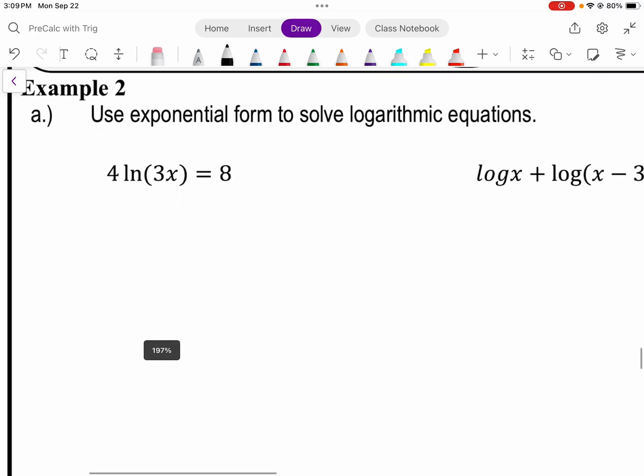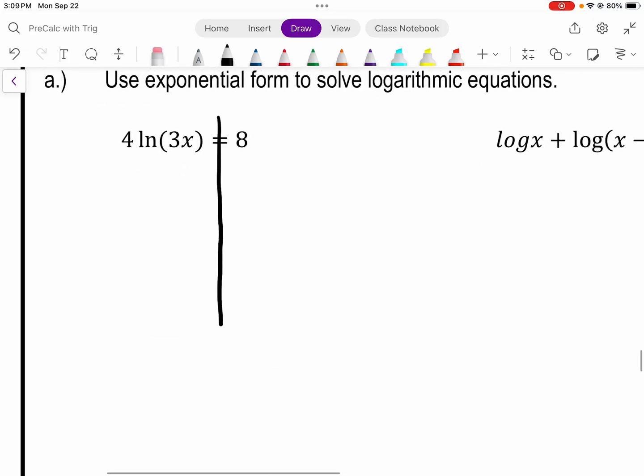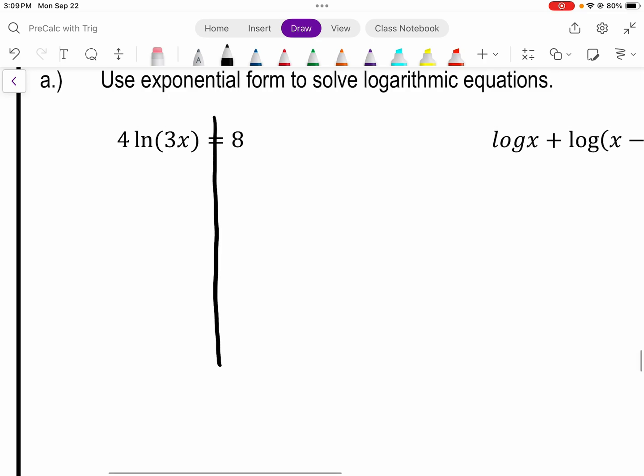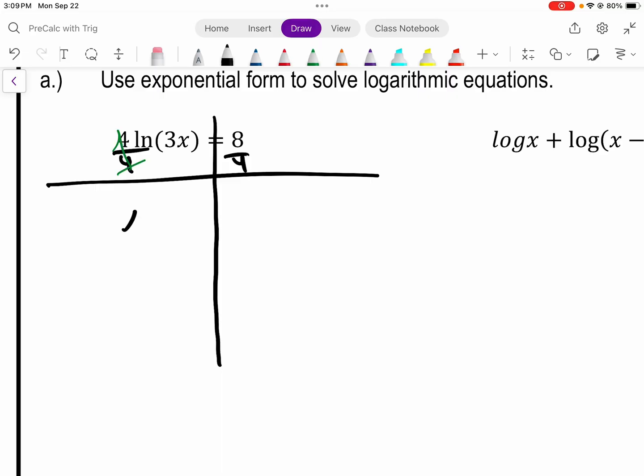So let's start with a really easy example. We need to get x by itself. So let's isolate the natural log. I'm going to divide everything by 4. That becomes a 1, and I'm left with the natural log of 3x equals 8 divided by 4, which is 2. So now I need to get x by itself. Right now, I can't because I have a natural log. So I need to get rid of the natural log. How do we do that?